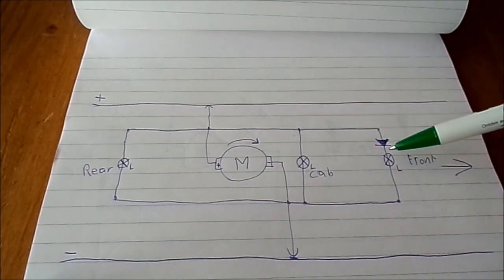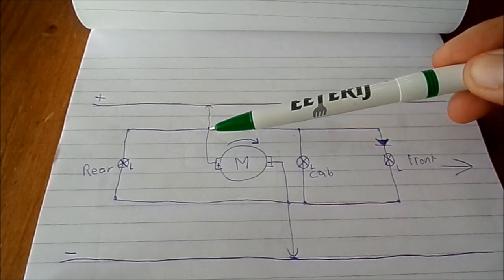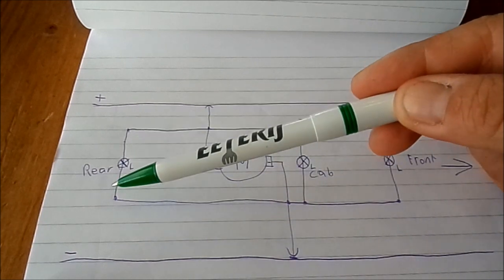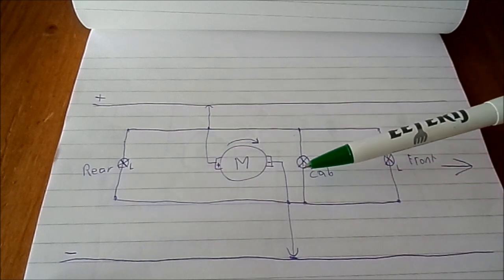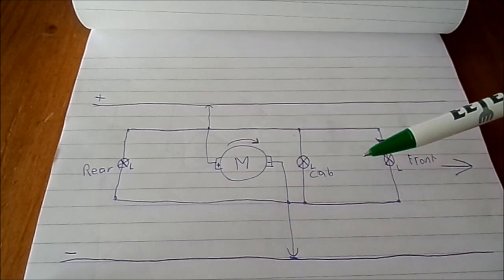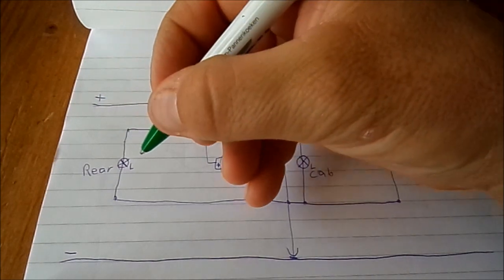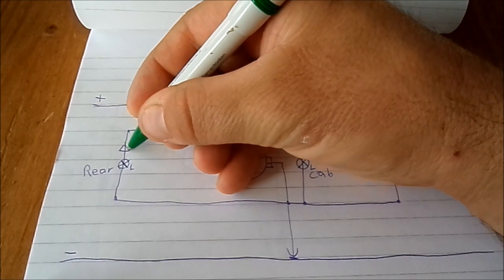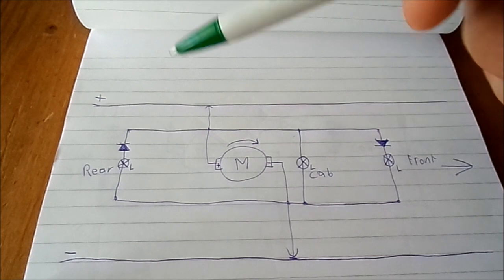So I put a diode in here, and what happens now is that current is flowing this way, goes through the motor, motor runs, goes dead, also goes through this light, this light is on, and this light is also on. But we're still going in this direction, so this light should be off. Well, how to do that? We need a diode in here, which is blocking. So we're gonna draw it like this.